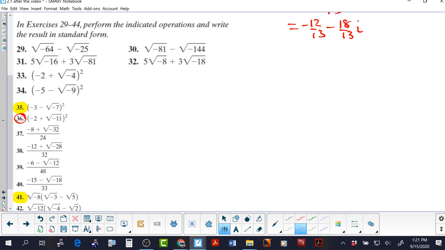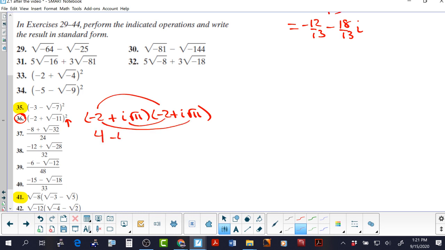36 is very similar to 35. So negative 2 plus i square root of 11, negative 2 plus i square root of 11. So not only is this squared, but let's take that negative out of the radical and make it an i. So we got 4 minus 2 is minus 4i square root of 11, and then plus i squared times 11. So that's what you get when you multiply those two together. i times i being i squared, and then the square roots go away. So 4, this will be minus 11, so negative 7 minus 4i square root of 11.